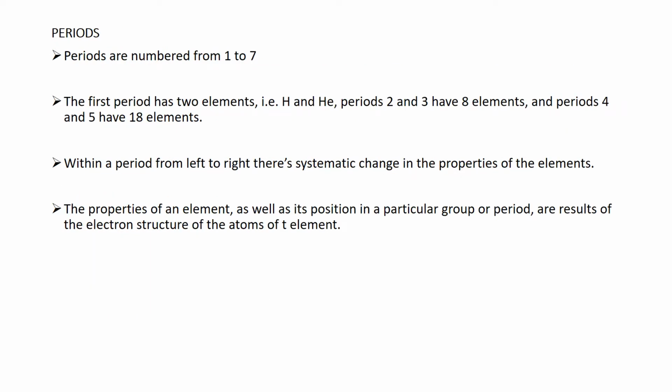The periods. Periods are numbered from 1 to 7. The first period has 2 elements, hydrogen and helium. Periods 2 and 3 have 8 elements, and then periods 4 and 5 have 18 elements. Within a period from left to right, there's a systematic change in the properties of the elements. We will see this as we do trends in the periodic table. The properties of an element, as well as its position in a particular group or period, are results of the electron structure of the atoms of the element. Again, we're going to see this as we look at the trends of the periodic table.